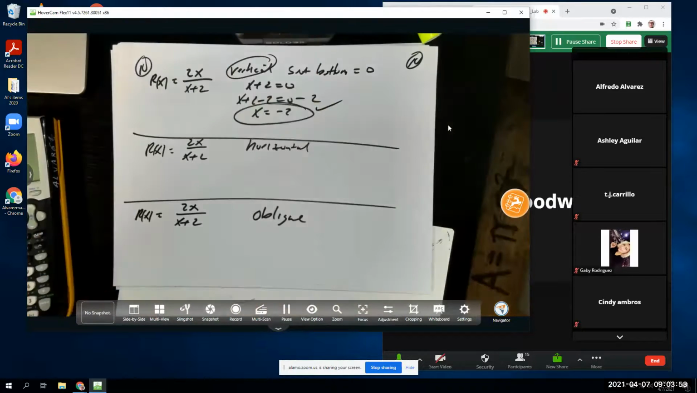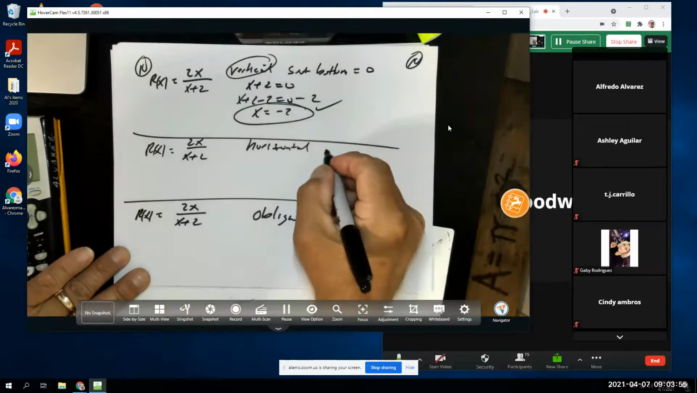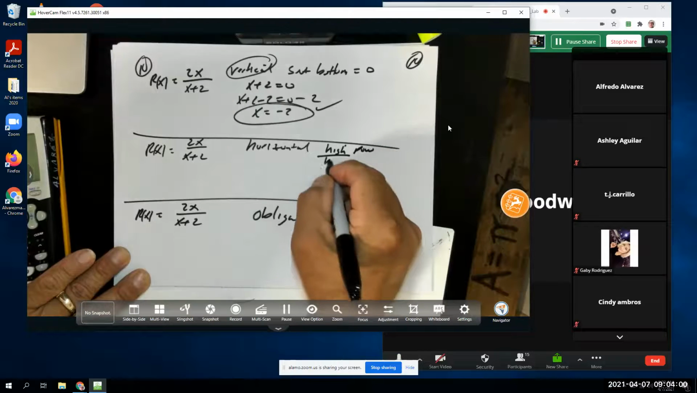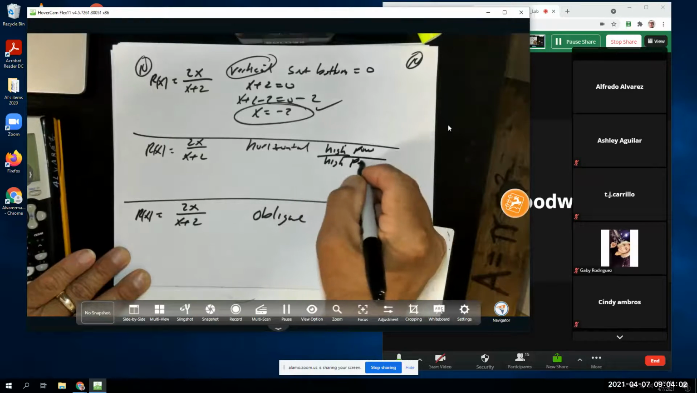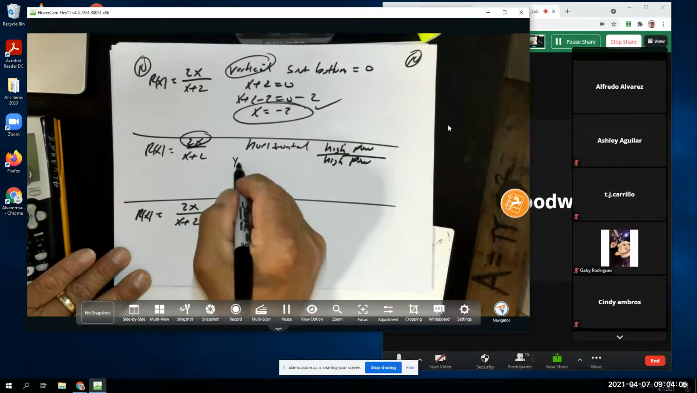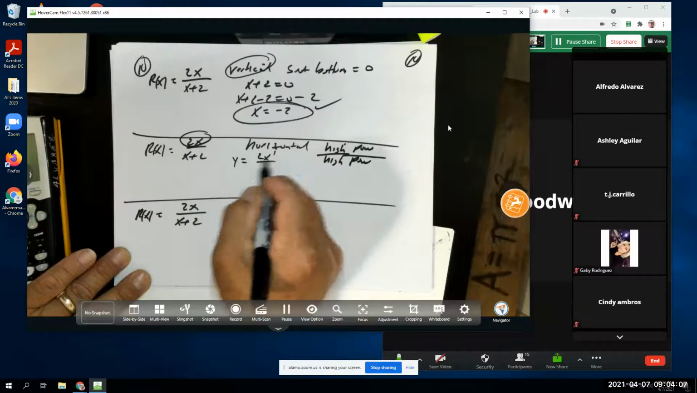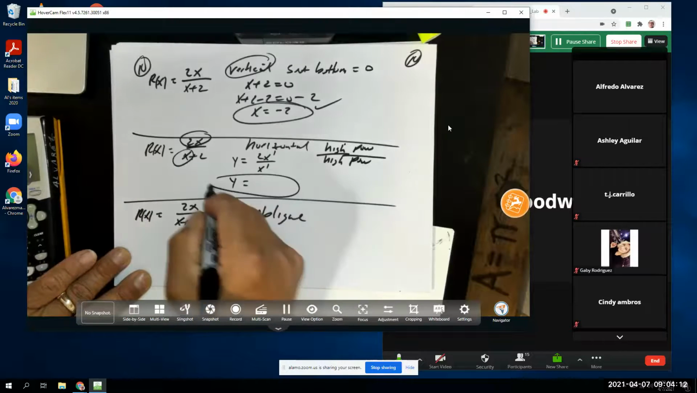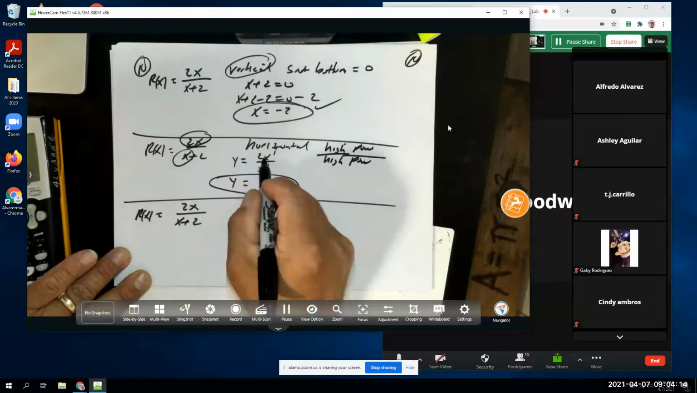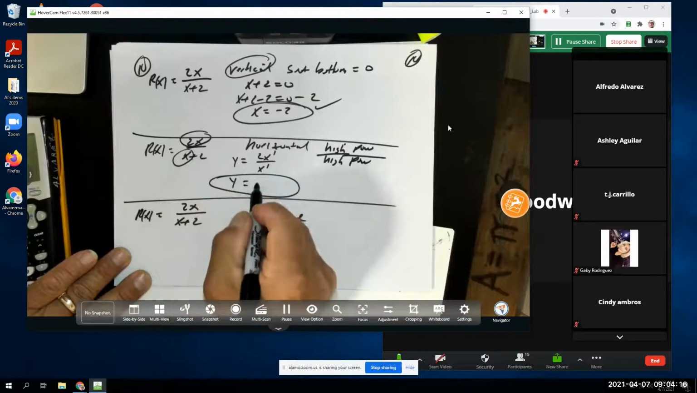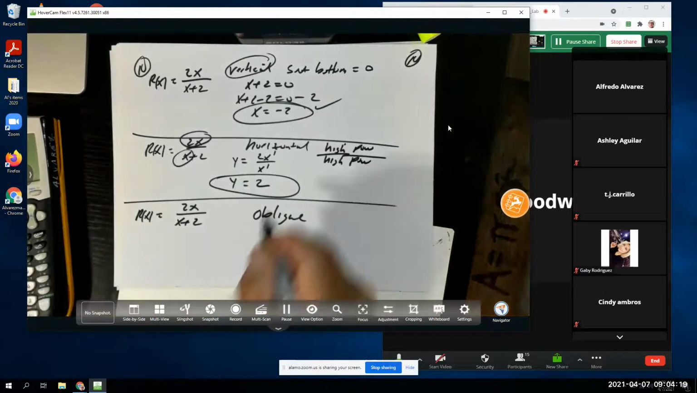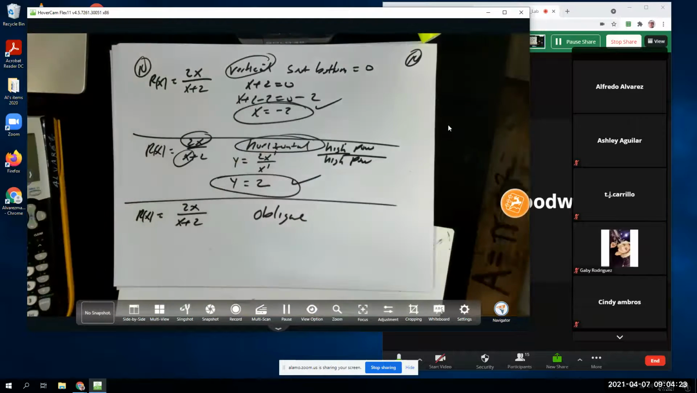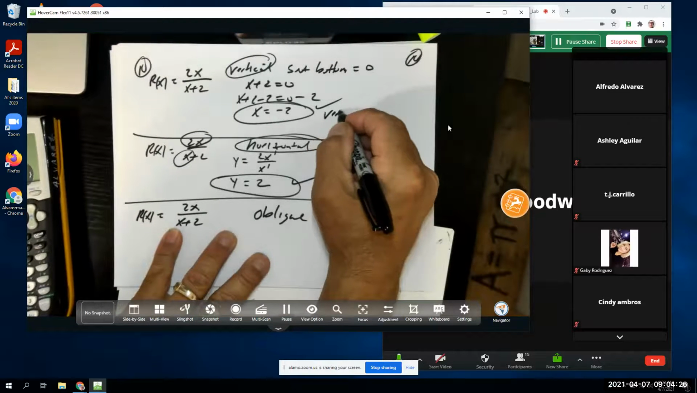Vertical. There it is. Horizontal. You get the highest power in the top and the highest power in the bottom. Okay, the highest power is 2x to the 1, and the highest power is x to the 1. If you reduce all these things in here, the 2x to the 1 over x to the 1 becomes just 2. So this is the horizontal right there. Vertical, horizontal.